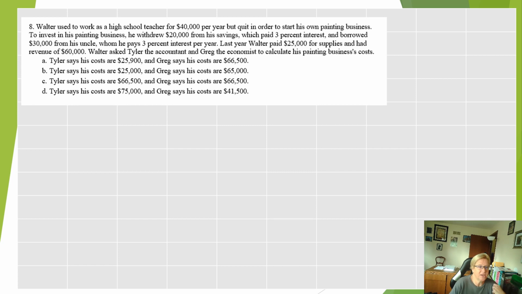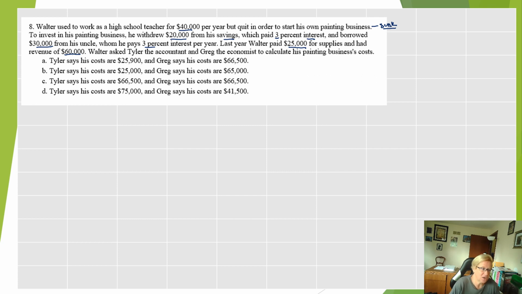Okay. Walter used to work as a high school teacher, but then for $40,000 per year, he quit in order to start his own painting business. This is going to be a sunk cost. We're not going to compute this in either one. To invest in his painting business, he withdrew $20,000 from his savings that paid 3%, borrowed $30,000 from his uncle that he also pays 3%. He paid variable cost of $25,000 for supplies and had a revenue of $60,000. Both Tyler, an accountant, and Greg, an economist, want to calculate his business costs.